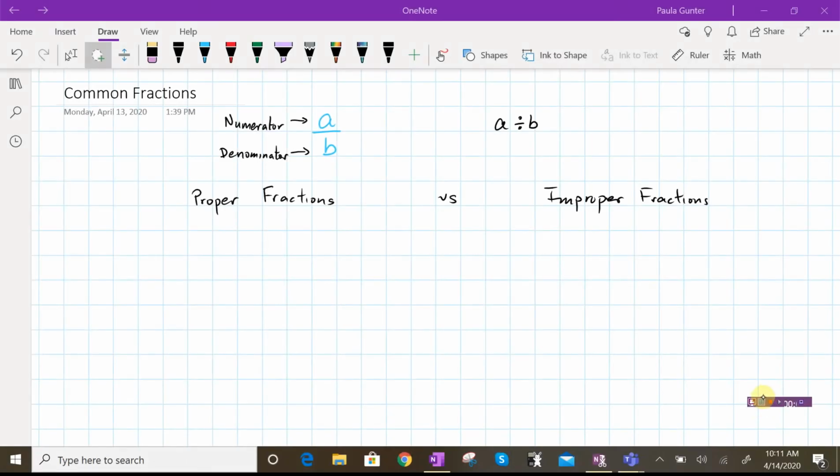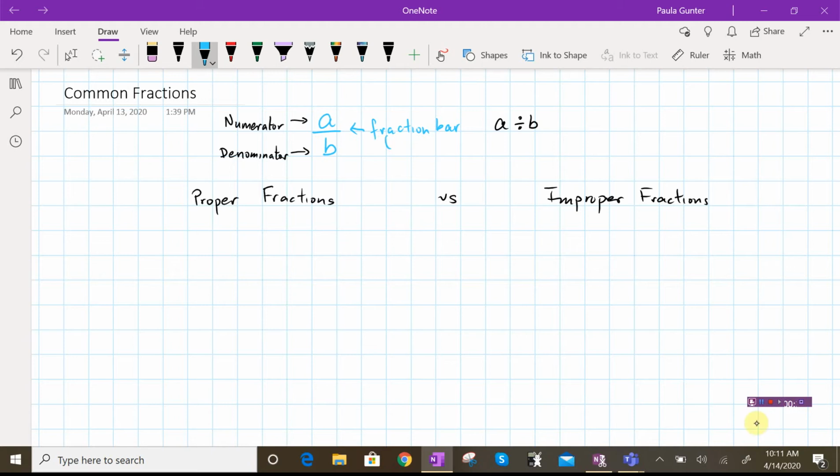Today we're going to start by looking at common fractions. We know that all fractions can be written as a over b, where a is our numerator, b is our denominator, and in between here we have what we call our fraction bar. This fraction bar really means division, so it's really a divided by b.